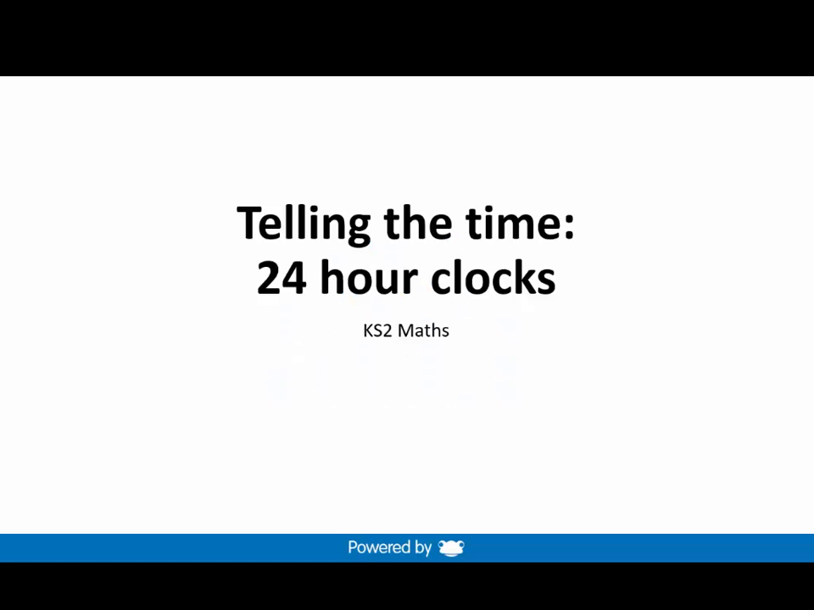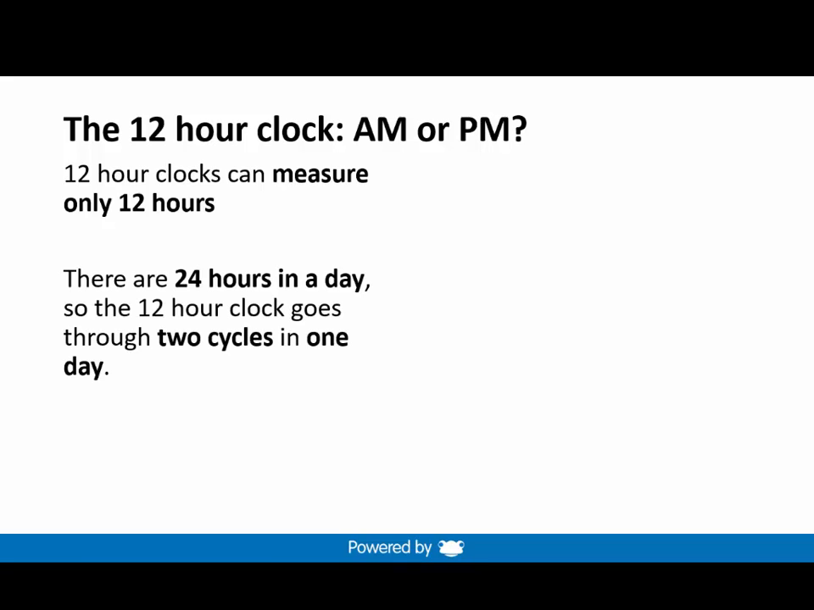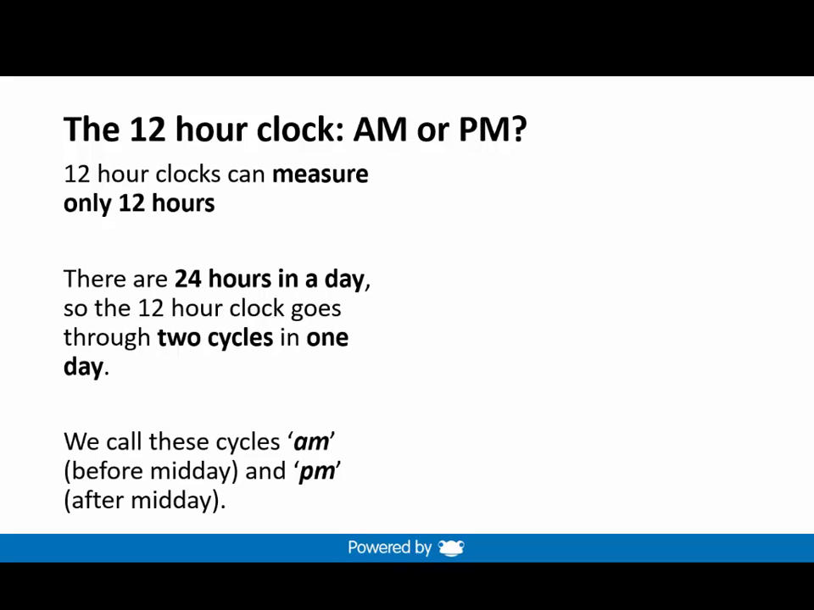This video is all about telling the time with 24-hour clocks, and it will help you with a number of quizzes. 12-hour clocks can measure only 12 hours. There are 24 hours in a day, so a 12-hour clock will go through 2 cycles in one day. We call these cycles AM, which means before midday, and PM, which means after midday.